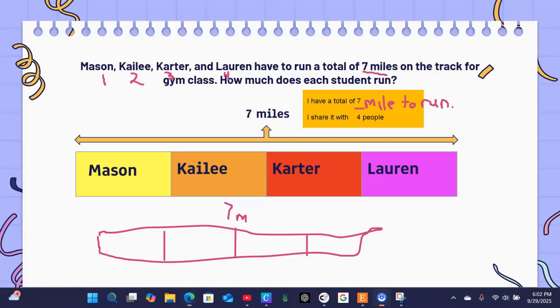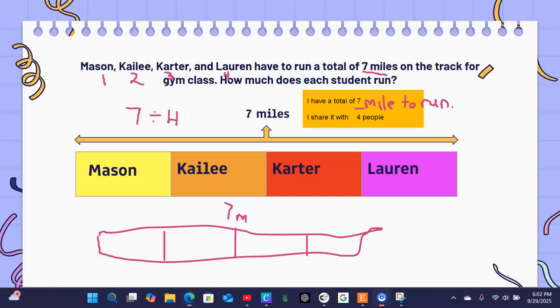Let's go ahead and also write out how we would write an expression for this. We have 7 total miles that we have to share with 4 people.